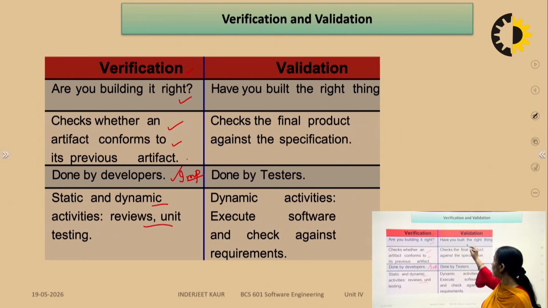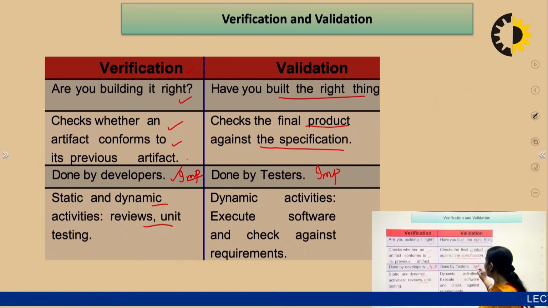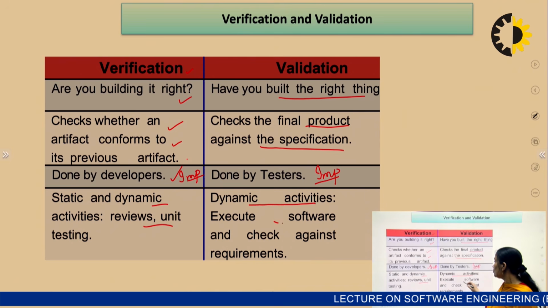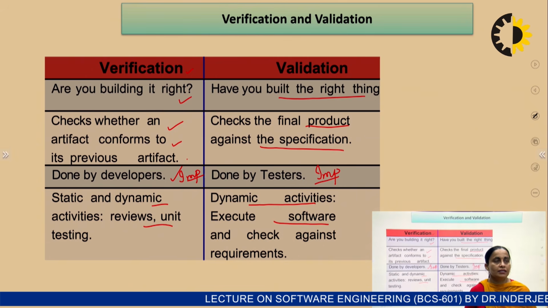Moving on to validation: have you built the right thing? That is most important. It checks whether the final product is against the specification as mentioned earlier. It is done by the tester. Who is validating? The tester. Dynamic activities are performed to execute the software and check whether this software is against the requirements, yes or no.